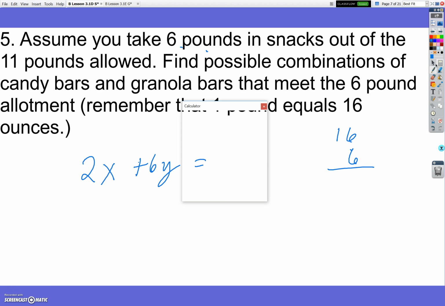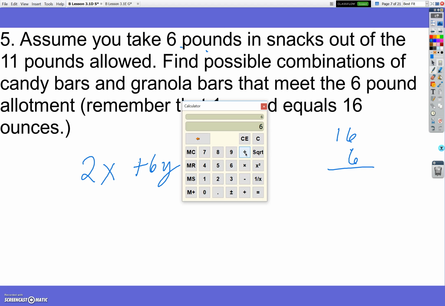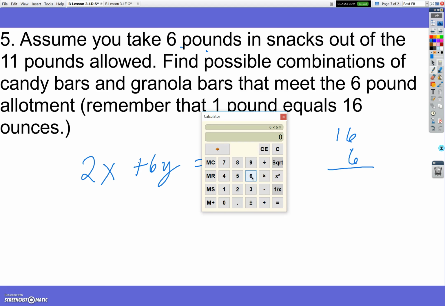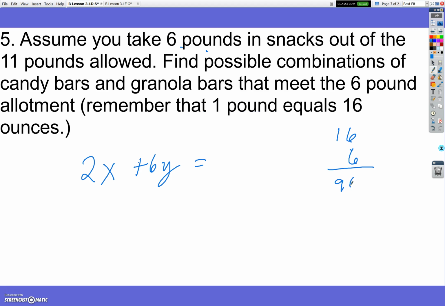So that means the total weight is 6 times 16. This is all messed up. Let me bring that back up here. 6 times 16 is 96. That took a minute.